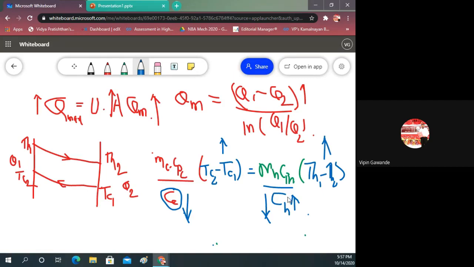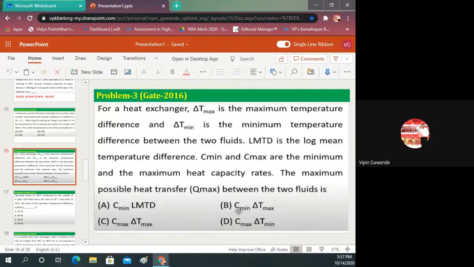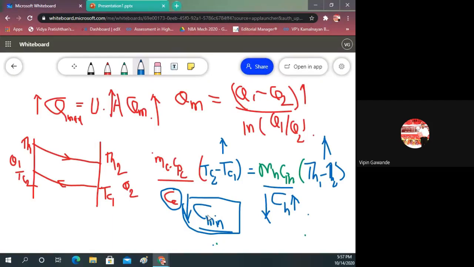So what two things are needed for Qmax? We require C minimum, because whenever there is a C minimum, we'll get maximum temperature difference. When we make this C minimum, the temperature difference on the other side will increase, giving the maximum temperature difference. So the first condition we require is C minimum, which is in the option here. Another thing we require is the maximum temperature difference, delta T max.